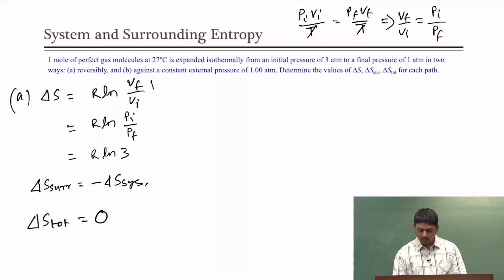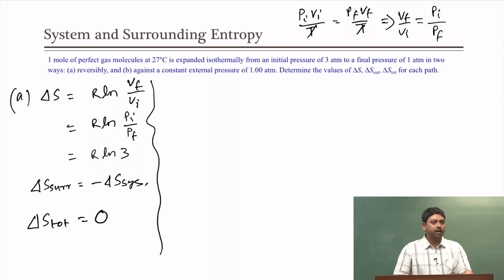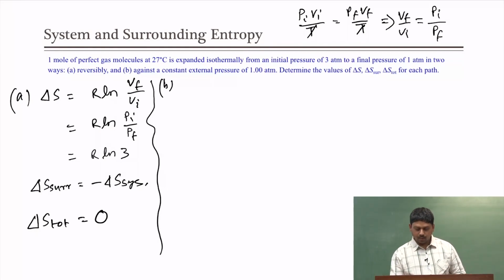So, reversible. The idea that the problem shows is that for a reversible isothermal process, the total change in the entropy is 0, because the system and surroundings are negatives of each other. You are going to see that is not the case when it happens at a constant pressure. So, that is there in problem number B. It says, what happens when it expands at a constant external pressure of 1 atmosphere.